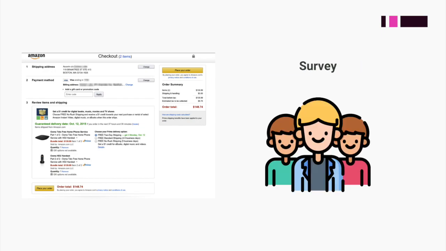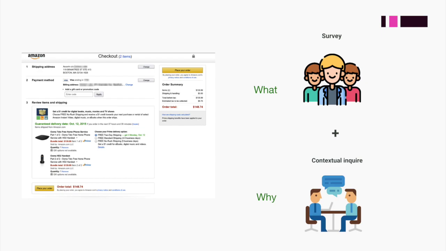In this scenario, quantitative research like a survey will help us understand how many people, and which categories of people, are dropping off before checkout. Qualitative research like contextual inquiry will help us understand the reason why they are doing this.